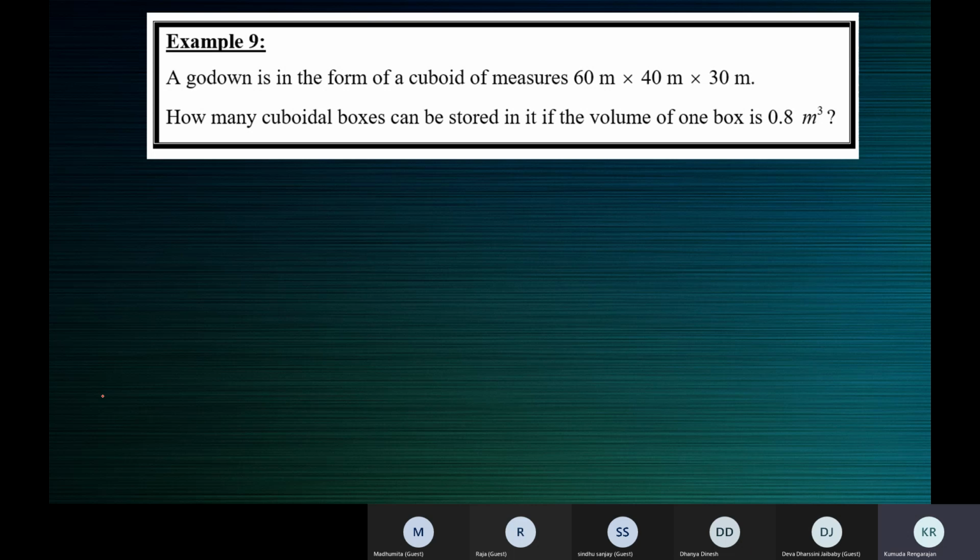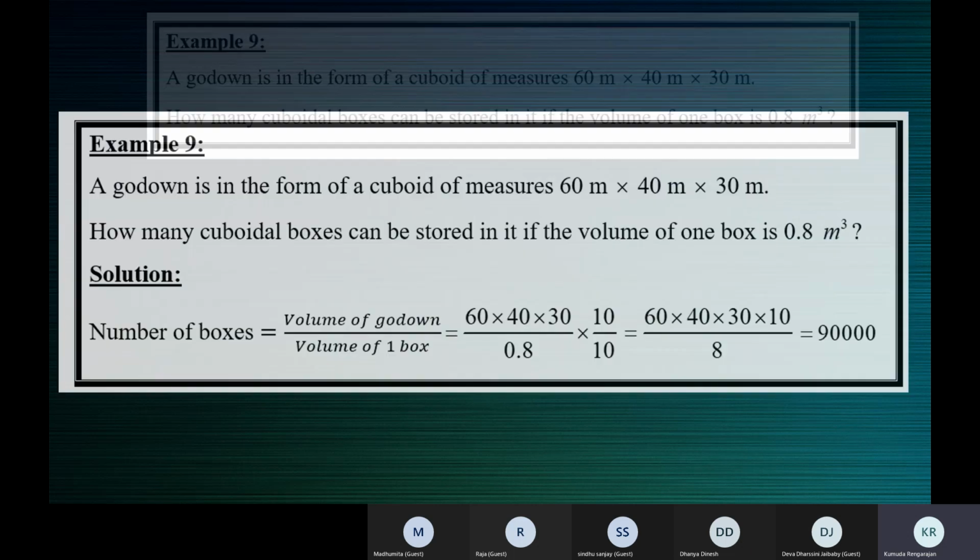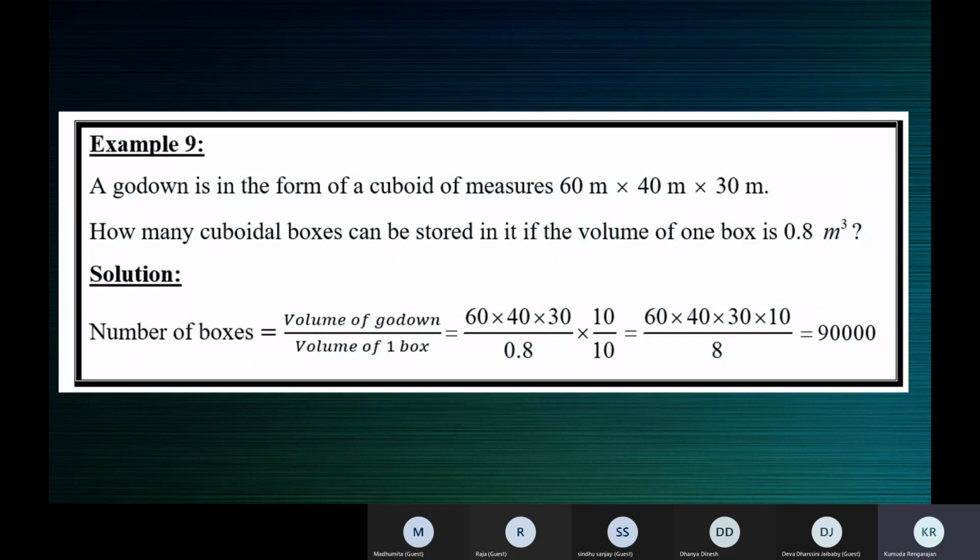So the godown is in the form of a cuboid of measures 60 meters by 40 meters by 30 meters. How many cuboidal boxes can be stored in it if the volume of one box is 0.8 meter cube? So the number of boxes that can be stored will be equal to the volume of the godown by the volume of one box.